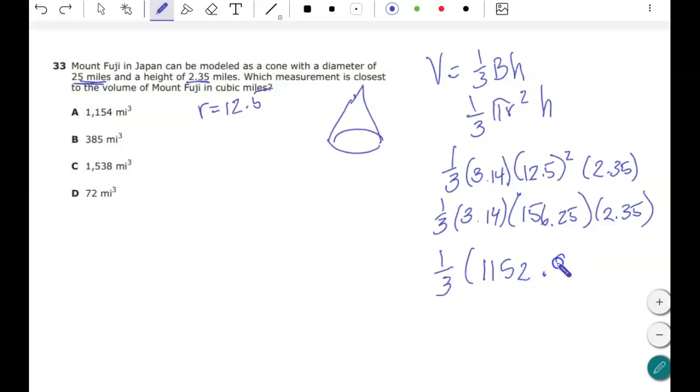So we're going to write all this out. That number should be in your calculator display. Just push the division key, 3. Divide by 3 comes out to 384.3 and so on. Now, our numbers are off because we didn't use the pi key, but looking at our answer choices, B would be the correct answer.